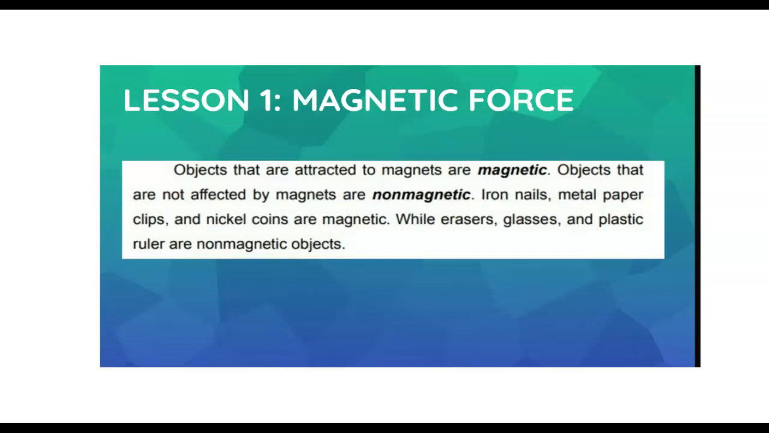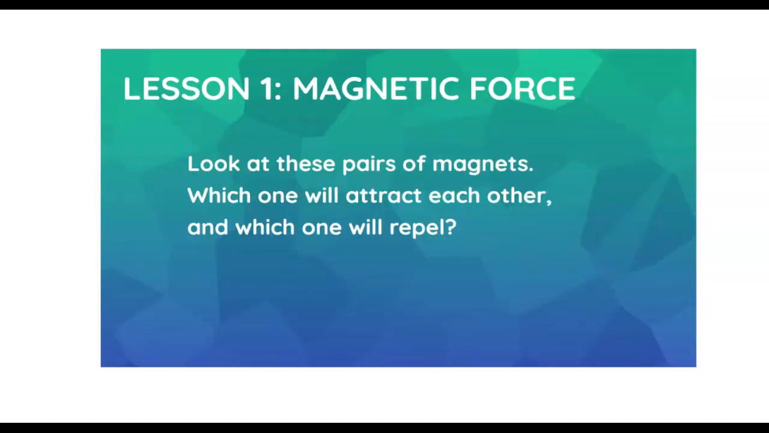Objects that are attracted to magnets are called magnetic. Objects that are not affected by magnets are non-magnetic. Iron nails, metal paper clips, and nickel coins are magnetic, while erasers, glasses, and plastic rulers are non-magnetic objects. Look at these pairs of magnets. Which will attract each other and which will repel?